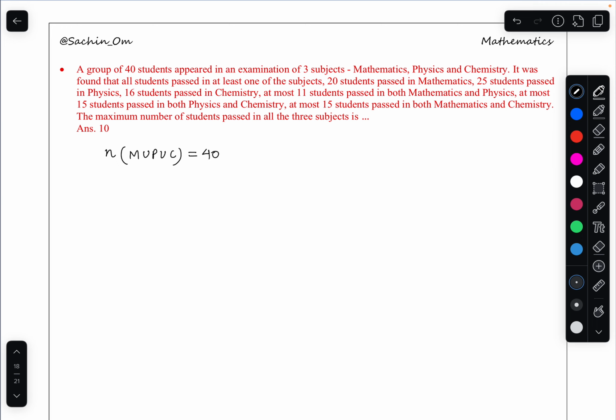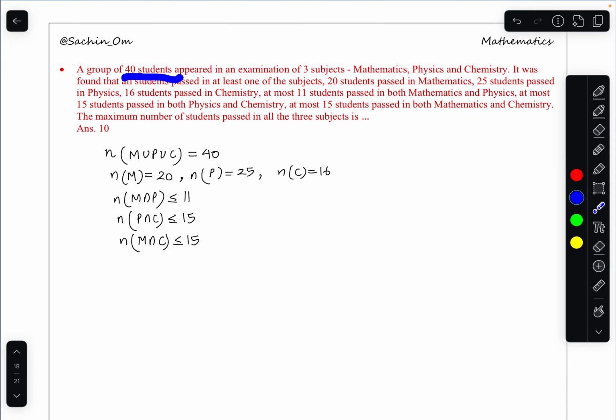And then the other information I'll write. The number of people who study maths is 20. The number of people who study physics is 25. The number of people who study chemistry is 16. At most 11 people study maths and physics. So that would be M intersection P less than or equal to 11. At most 15 students study physics and chemistry. That would be n of P intersection C less than or equal to 15. At most 15 students study maths and chemistry.